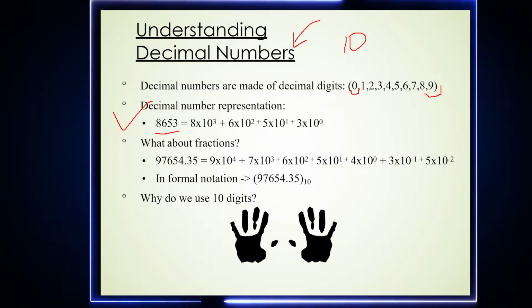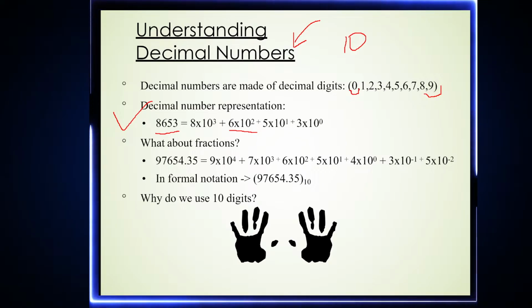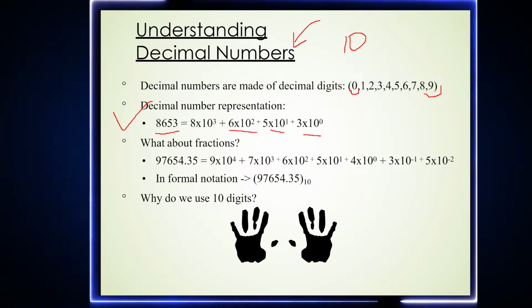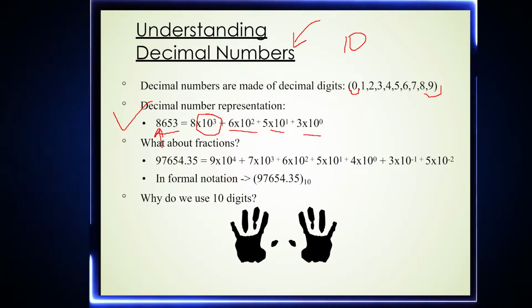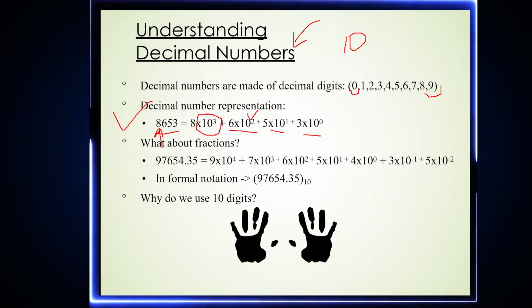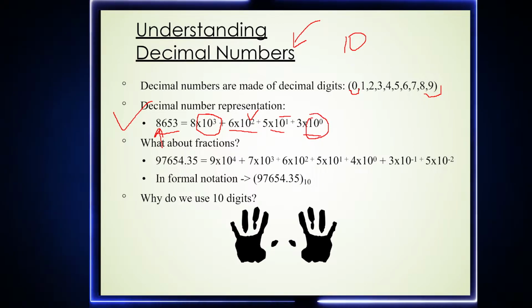There we have an example of the number 8653. So it is nothing but 8000 plus 600 plus 50 plus 3, right? So if we break this number, we can write it as 8 into 10 raised to 3, because it is on the thousands place, right? Similarly, 6 into 10 raised to 2, because it is in hundreds place. 5 into 10 raised to 1, because it's in tens place. And 3 into 10 raised to 0, because it's in ones place, right? So this is just a simple representation of a decimal number.